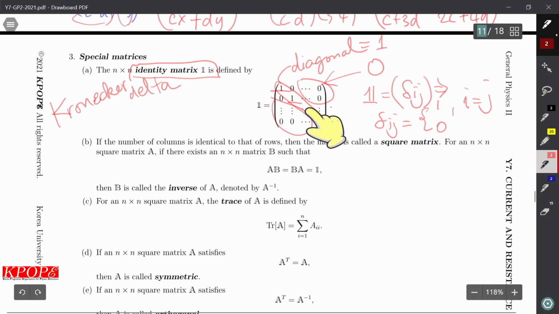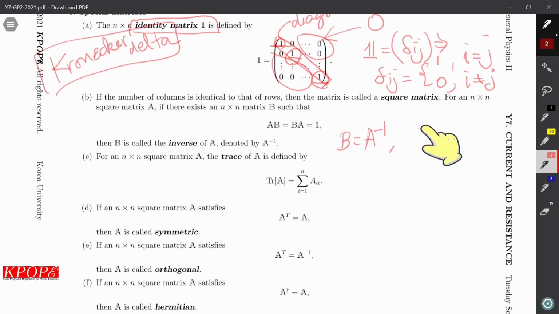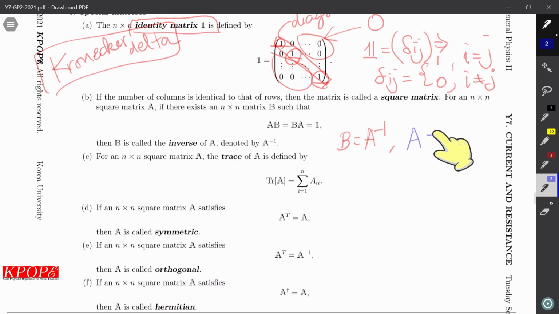If the number of columns is identical to that of rows, then the matrix is called a square matrix. I already explained. For an n by n square matrix A, there exists an n by n matrix B such that the product is the identity. Then we call this B equals A inverse, or A is B inverse. Okay?